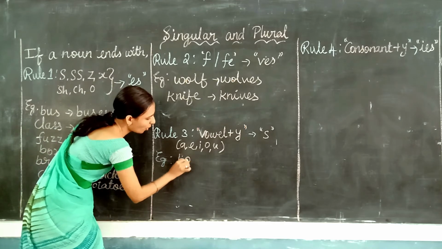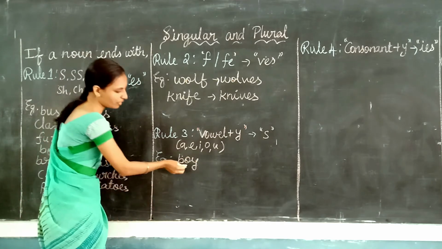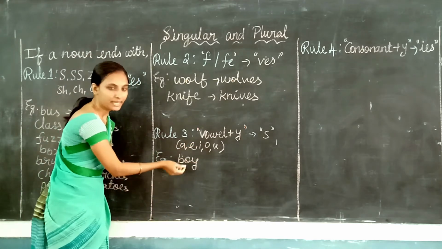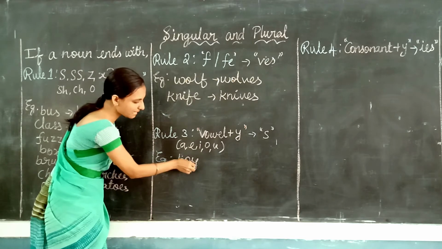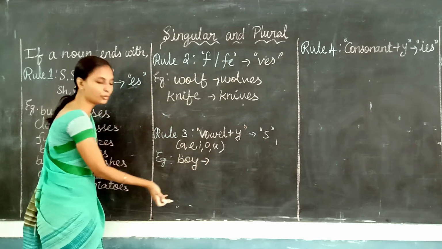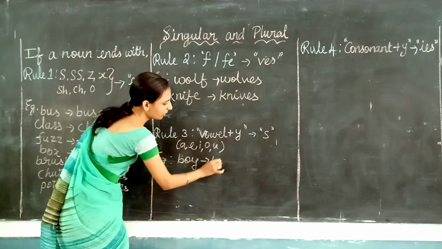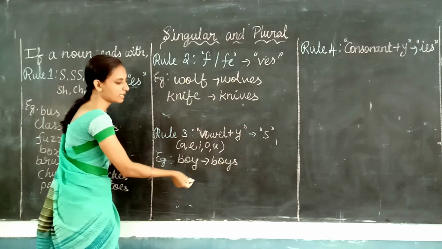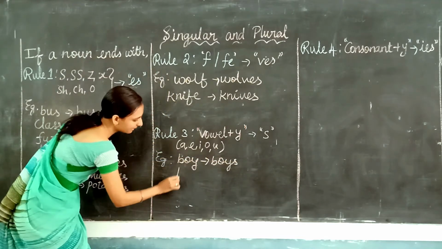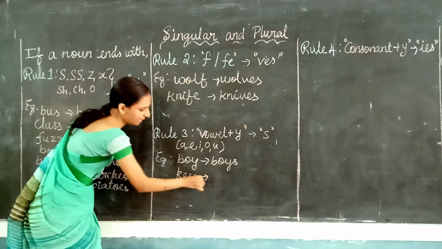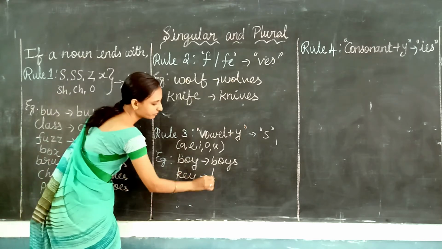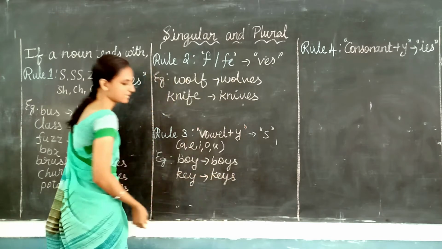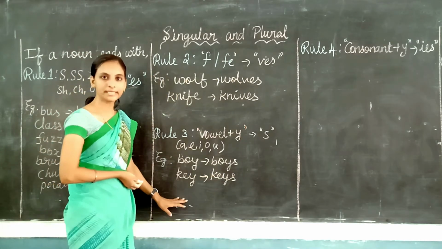Boy is a noun which ends with a vowel, that is, o is a vowel. It ends with vowel plus y. So here I am not going to remove y. Directly I am going to add s after the noun, that is boys. Any other, like key, K-E-Y, it will become K-E-Y-S, keys. This is the plural form for key.